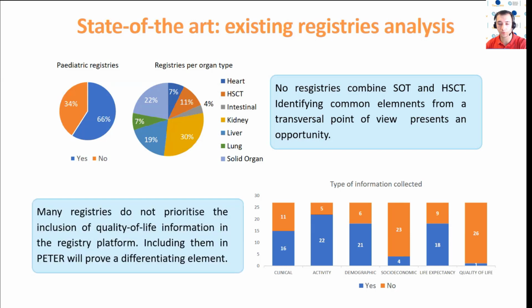The second conclusion is that the main gap in terms of information contained in the registries corresponds to quality of life data. This is a very important aspect for TransplantChild patients that unfortunately is difficult to measure, and that is why registries usually do not include this information. So it is necessary for a new registry to be successful to include quality of life data to satisfy these needs.